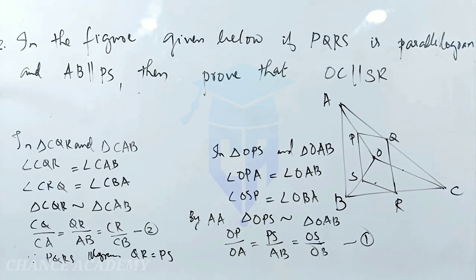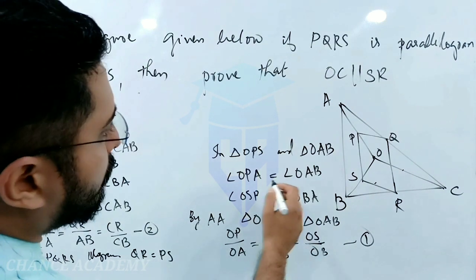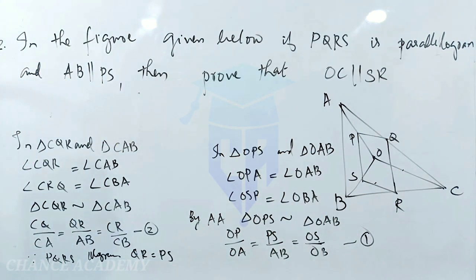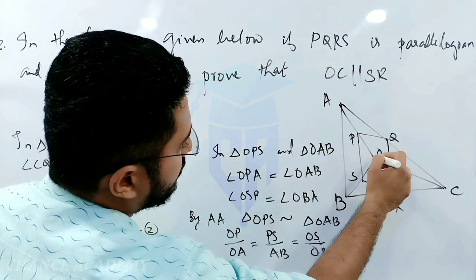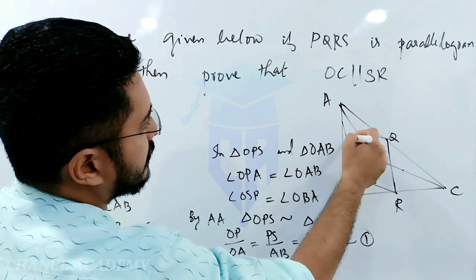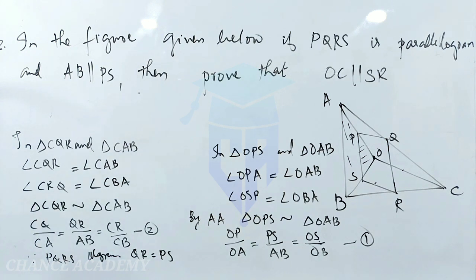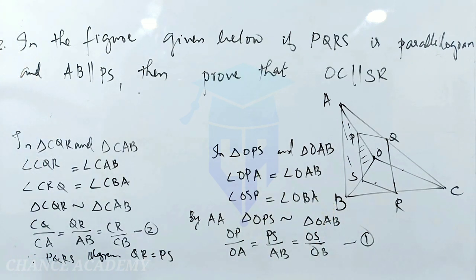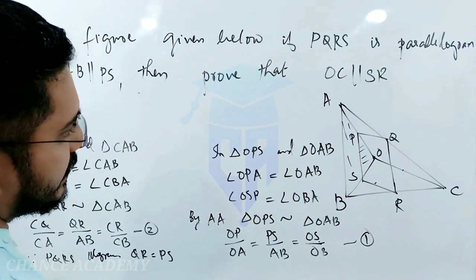So considering the similarity criteria for triangle OPS, this triangle, and triangle OAB. We are considering the triangle OPS and the triangle OAB. And in these two triangles, since we know that it's a parallelogram and PS is parallel to AB, that's already given in the question, we can have the connections. Angle OPS is equal to angle OAB, since both these angles are shared.